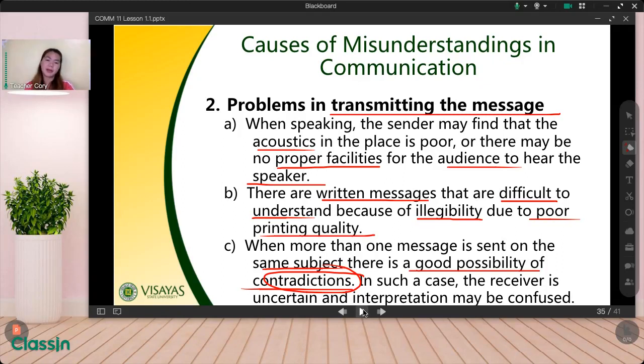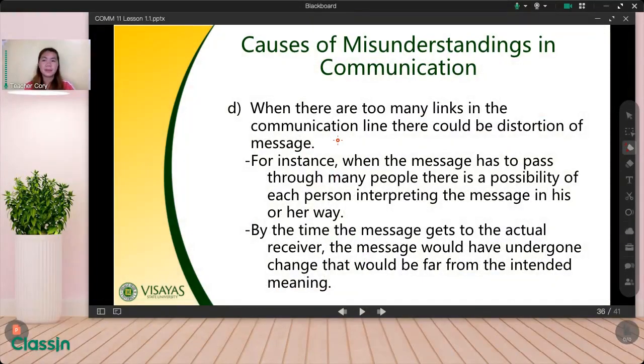Semantic aspect, semantic barrier. So it's on the message, the meaning. Next, when there are too many links in the communication line, there could be distortion of the message. For example, when the message has to pass through many people, there is a possibility of each person interpreting the message in his or her own way. So, like message relay, that's actually message relay.